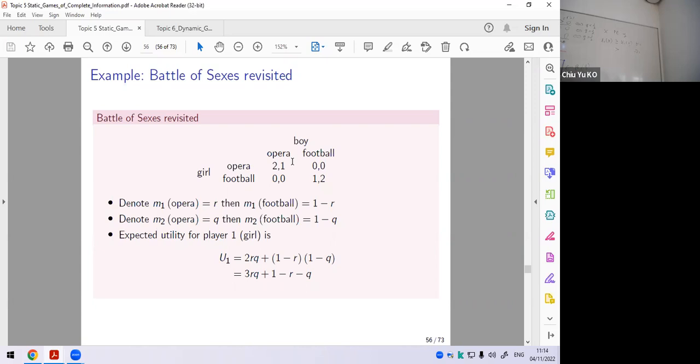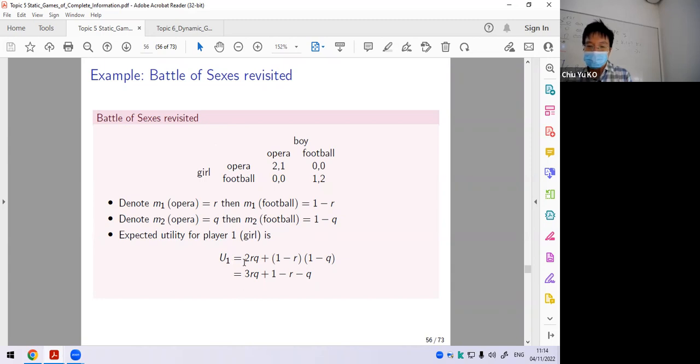Which is they randomize over opera and football, okay? And you can see if R and Q, so R and 1 minus R, Q and 1 minus Q, right? So it's 2 times RQ and 1 minus R and minus Q for 1, right? Because these two you can ignore, it's 0, right? Because it's R times (1 minus Q), Q times (1 minus R), R times Q, (1 minus R) times (1 minus Q). Is that okay? So that's you get this payoff, okay?